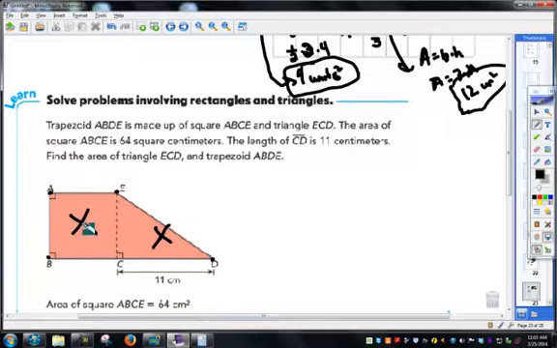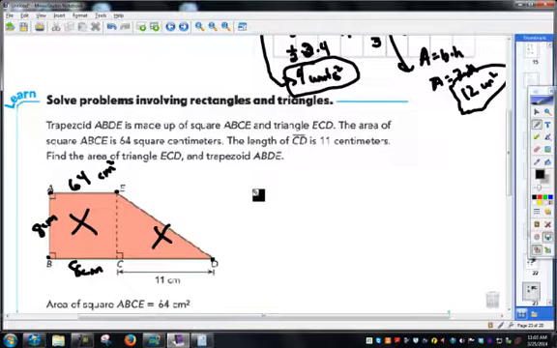The area of the square is 64 square centimeters. Now, anybody thinking, how do I know what the length and the width are? Well, think. If it's a square, both sides are the same. So what's the only thing I can multiply by itself and get 64? Hopefully you're all saying 8 centimeters and 8 centimeters.